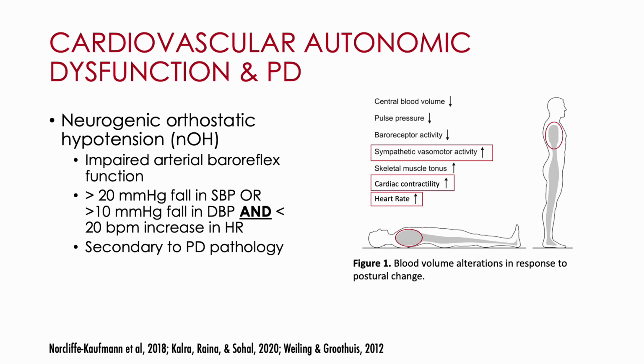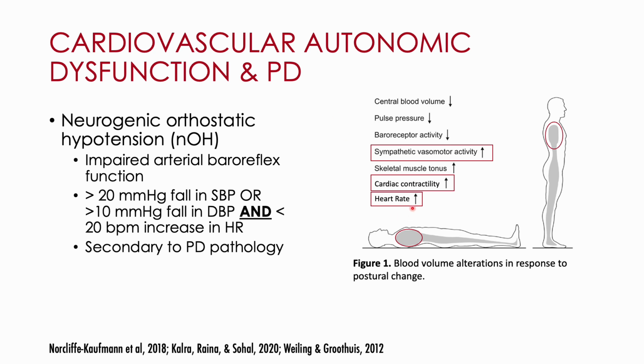The primary clinical manifestation of cardiovascular autonomic dysfunction in Parkinson's disease is neurogenic orthostatic hypotension, which is a type of arterial baroreflex impairment that results in a significant drop in blood pressure when transitioning from lying to standing. This impairment is directly related to PD pathology and influences both central and peripheral aspects of the autonomic nervous system.